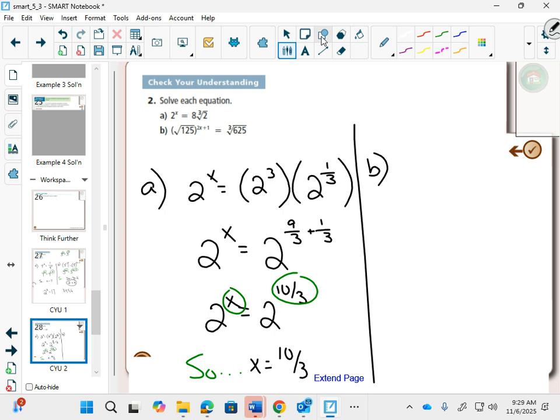Look at your numbers, 125 and 625. Do those ever happen in the same place on your power chart? 5s. 125, I'm just going to take my time on this one. 125 is 5 cubed. This would still be in brackets to the 2x plus 1 equals the cube root of 625, which is 5 to the 4.